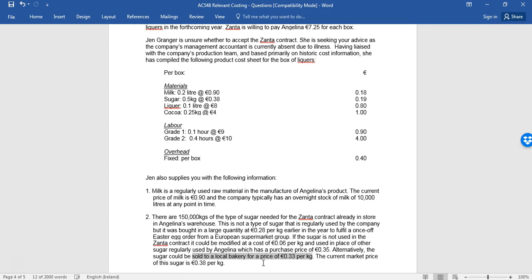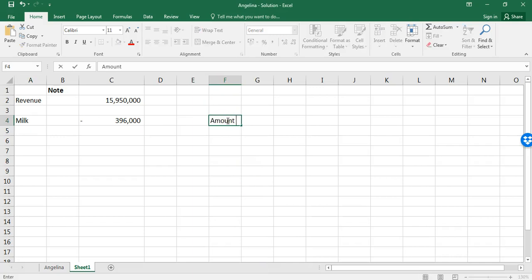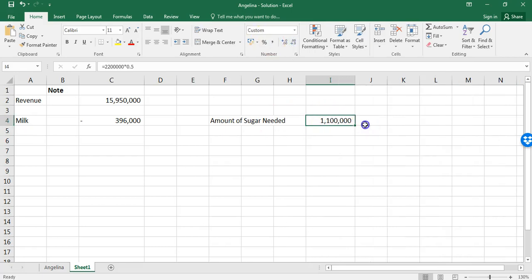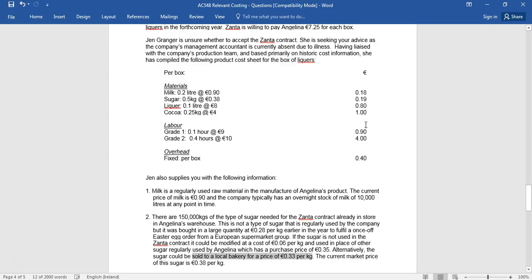You need a certain amount of sugar. And the actual amount of sugar needed, if we calculate it very quickly, is 2.2 million boxes times half a kilo each. So we need 1.1 million kilograms of sugar. So that's how much we need overall to fulfill this order. Now, in actual fact, we have 150,000 kilograms in stock. Now the question is, how much should we value that at? Because in reality, we have alternative uses for it. So there will be an opportunity cost. If we use it for the Xanta order, we can't use it anywhere else.